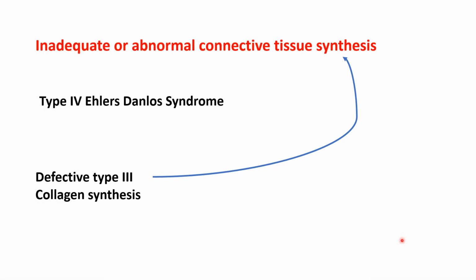The third reason for abnormal connective tissue synthesis is mainly in this disease called type 4 Ehlers-Danlos syndrome, where there is defective type 3 collagen synthesis. And this forms a major part of the extracellular matrix. And if that is abnormal, again the media is weakened, and that leads to aneurysm.